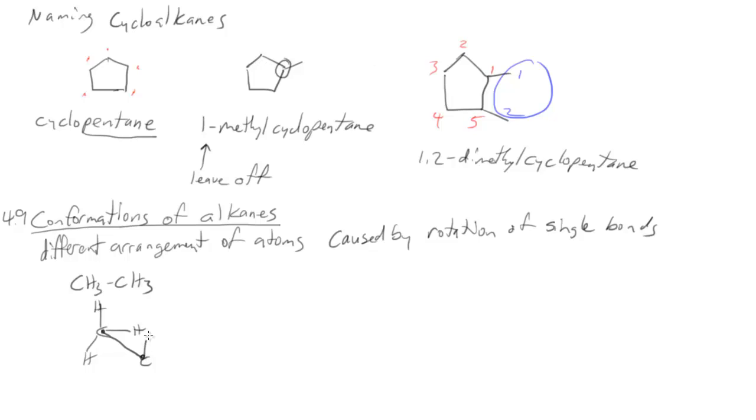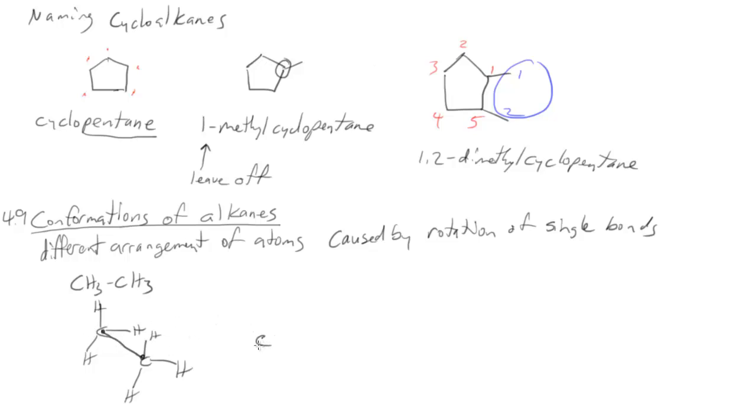In my front one, I can do the same thing. Here's my hydrogen coming up, and I can draw my other two hydrogens going down, one coming down forward and one going down towards the back. Now that's only one possible conformation. We can rotate one of these. So let's keep the back one the same and rotate the front one.